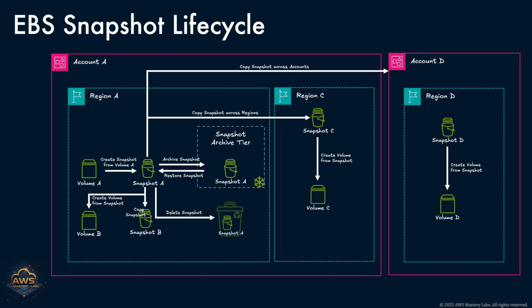In the target account, users can create a new EBS volume from the shared snapshot, just like they would with a snapshot they own. This facilitates seamless data sharing, environment replication, or collaborative development across account boundaries, all while maintaining control and auditability through AWS Identity and Access Management, IAM, and resource policies.